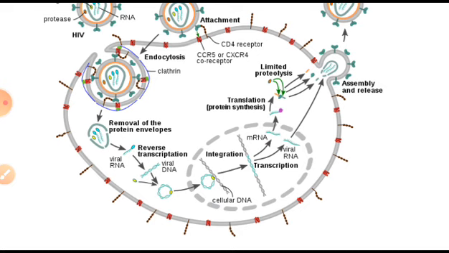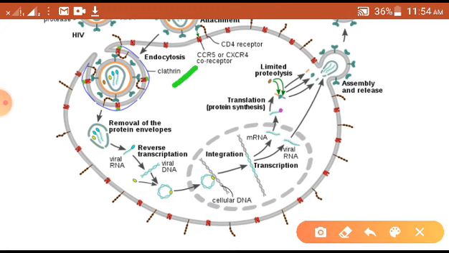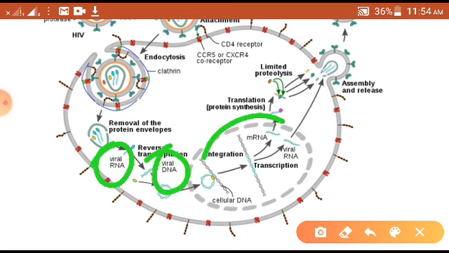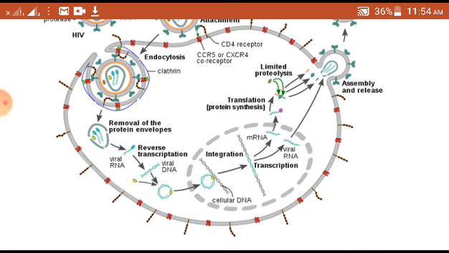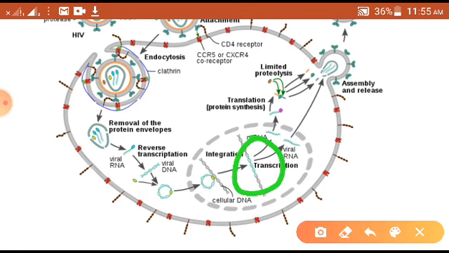So it reaches safely inside the cell. Once it enters into the cell, it first goes for the removal of the protein envelope. The envelope has to be removed. After that, the reverse transcription process will happen. The viral RNA will convert into viral DNA. Then it will enter into the cell's nucleus, and there it will integrate itself, meaning this viral particle will integrate into the host DNA.